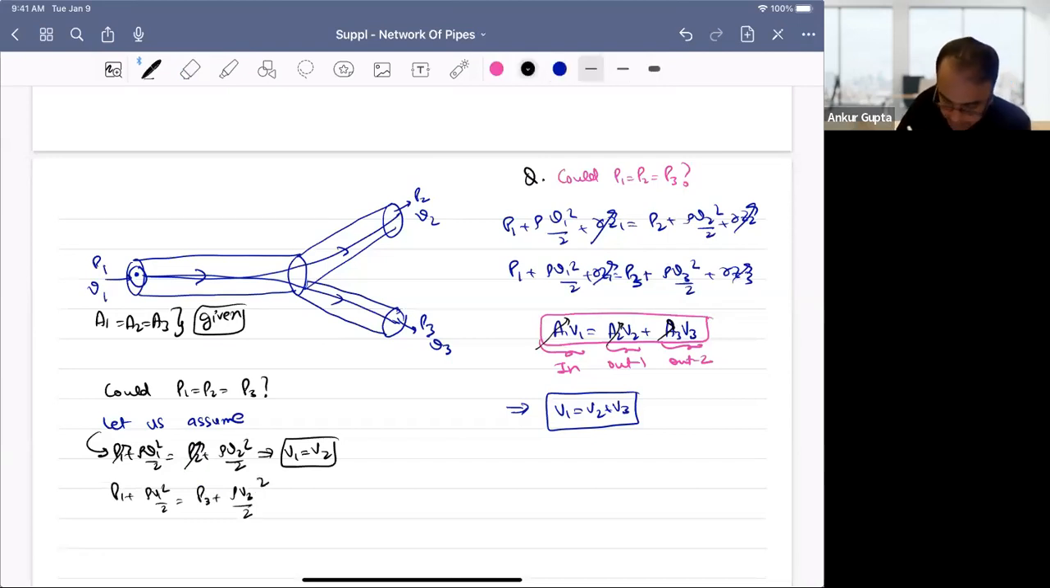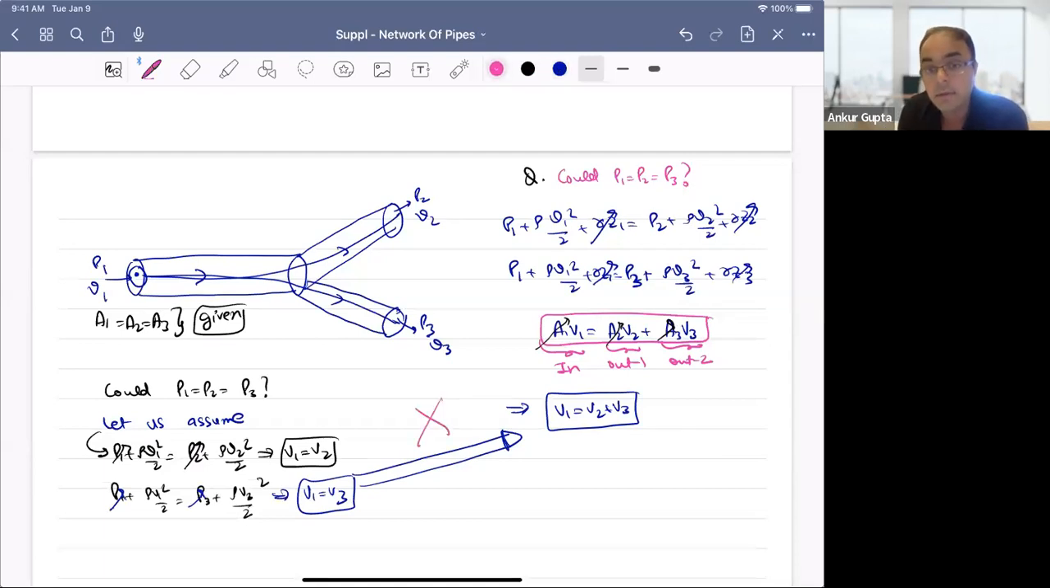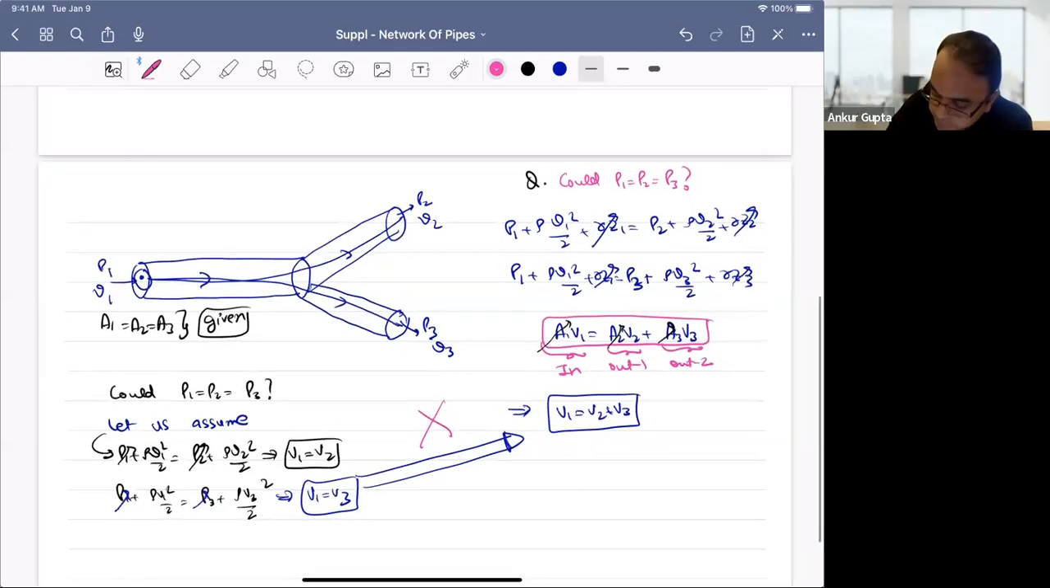This is the second equation. And if I substitute again P1 is equal to P2 is equal to P3, this would imply that V1 is equal to V3. And if this is true, then I cannot have this to be true at the same time, right? Because V1 also is supposed to be equal to V2 plus V3. And that's why this situation is not possible, because if P1 is equal to P2 is equal to P3, then I don't satisfy Bernoulli's and continuity at the same time. So this system is over specified, or cannot be balanced in that way. So this situation is not possible.